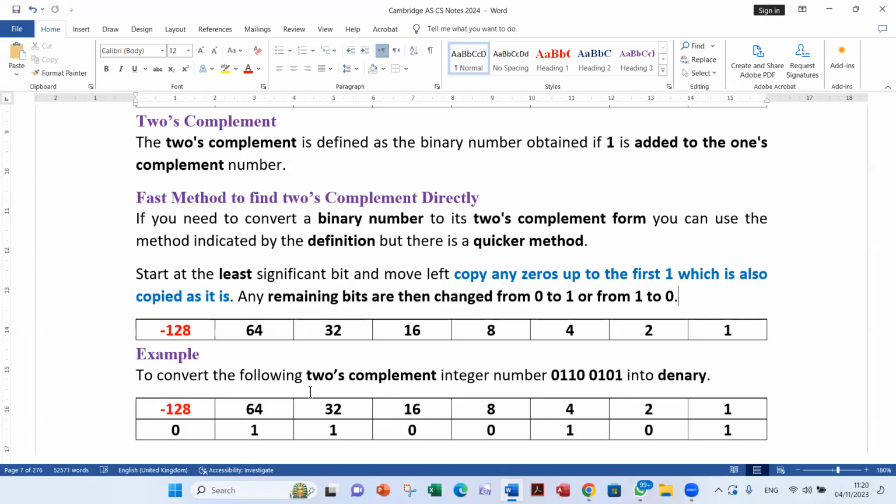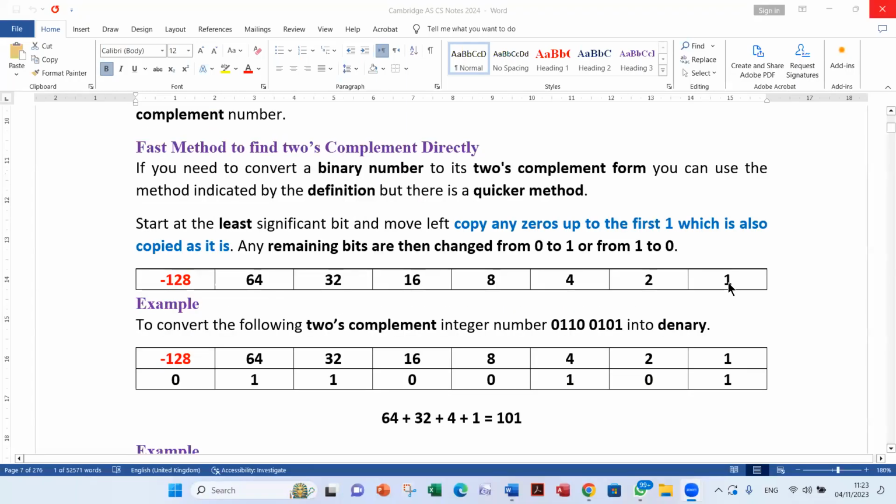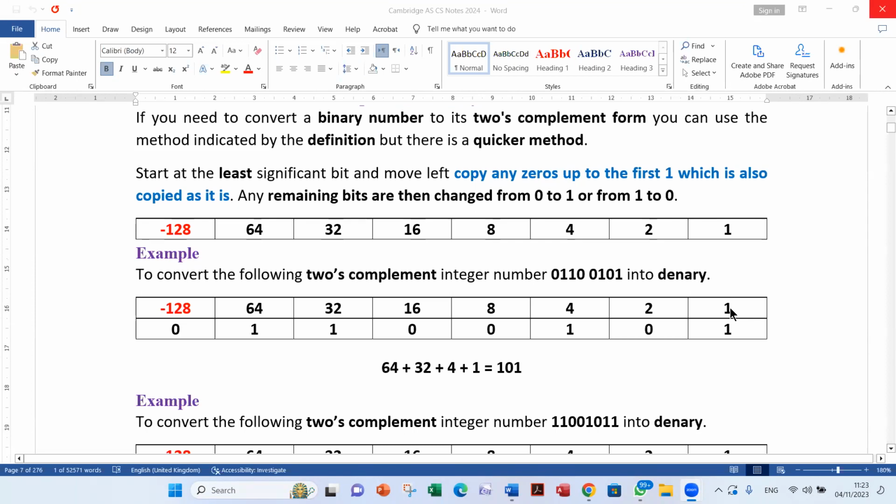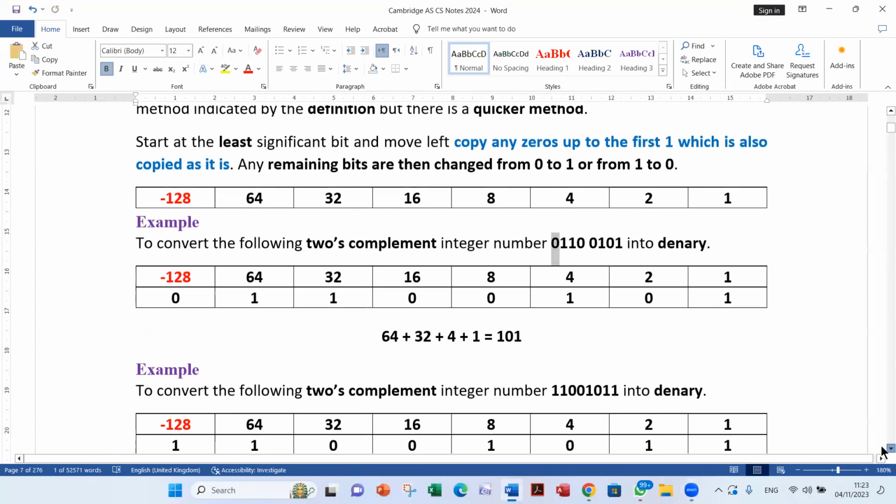Also, all this is in O level. If you look at this and find a 0 on the far left, you can expect that this number will evaluate into a positive number. Please give yourself time, convert this and send to me. So the answer is 64 plus 32 plus 4 plus 1, and this is 101. Excellent.